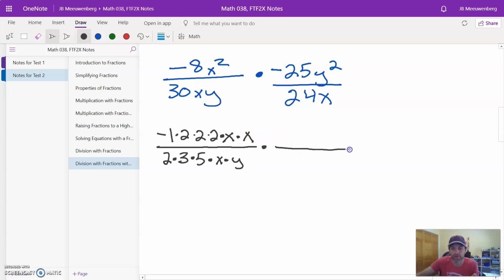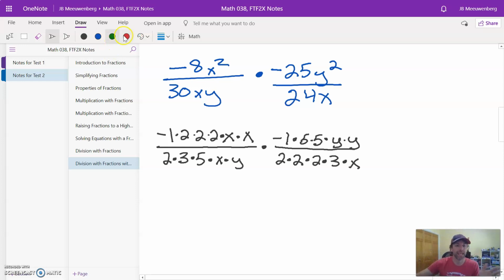Times, now we do our next fraction, negative 25. There's that negative again. Take out a negative 1. 25 is 5 times 5. Y squared is y times y. Again, I pause, I make sure I look and make sure I got it all right. And then 24x on the bottom is 2 times 2 times 2 times 3 times x. If you didn't get those numbers, go back and make sure you did all your prime factorizations right, and that you only ended up with prime numbers on the bottoms of your branches. Okay, one of the biggest mistakes is not going all the way to prime numbers.